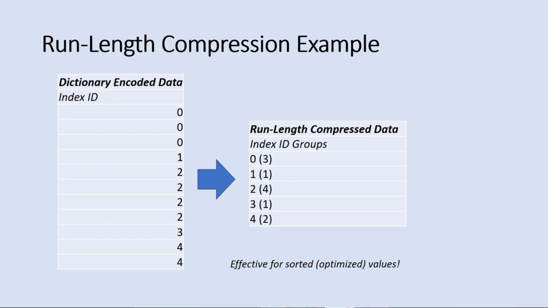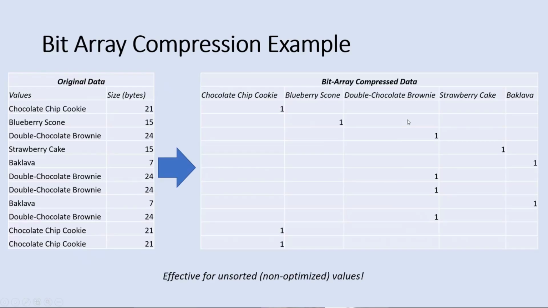And this is an algorithm that is great for sorted data. That is, optimized data, and it's not too expensive to do. Another kind of compression is bit array compression. This is more expensive, but it is really good for unsorted data.